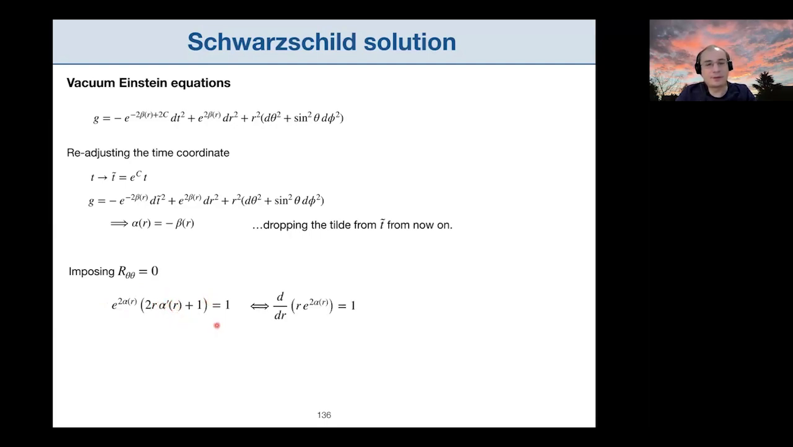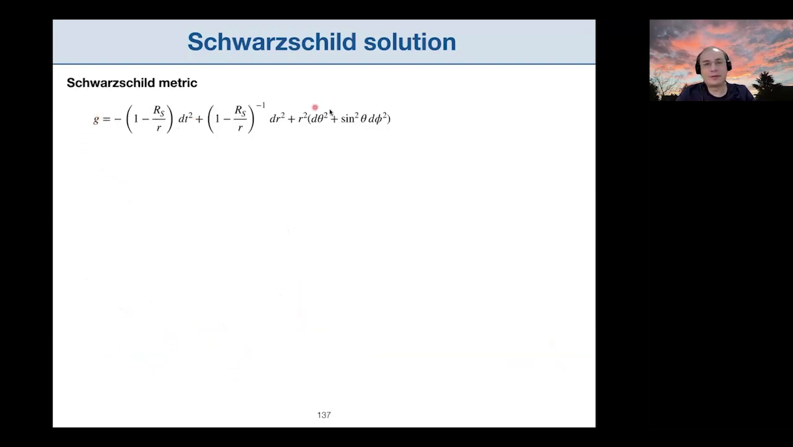In fact, the simplest method is to simply note that what you see here on the left hand side is just the d over dr derivative of this thing over here. And this is trivial to solve. E to 2 alpha needs to be equal to 1 minus a constant of integration over r. This constant of integration, we'll call it Rs, is called the Schwarzschild radius, and it's a constant of the dimension of length.